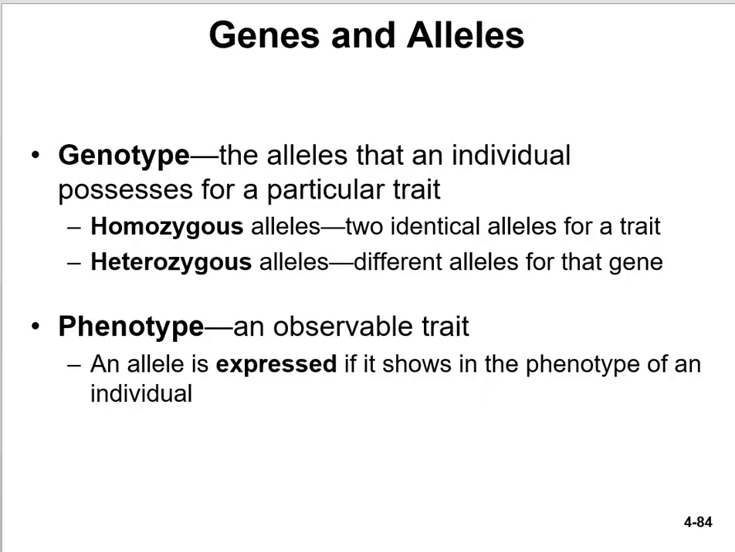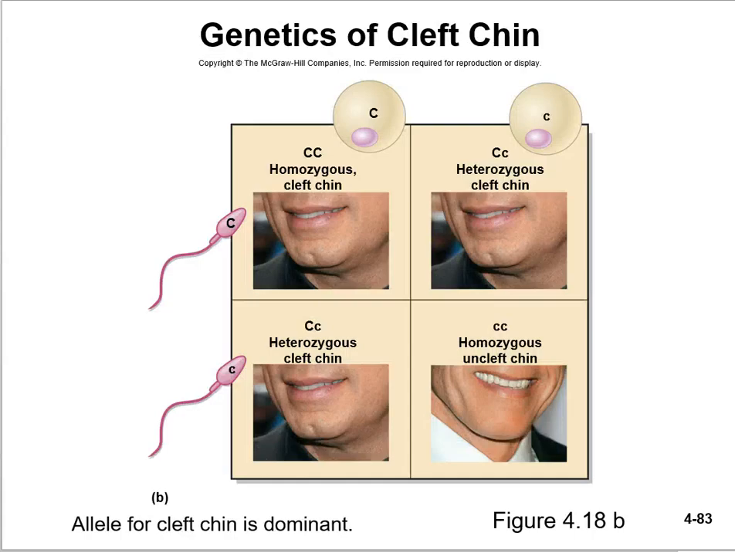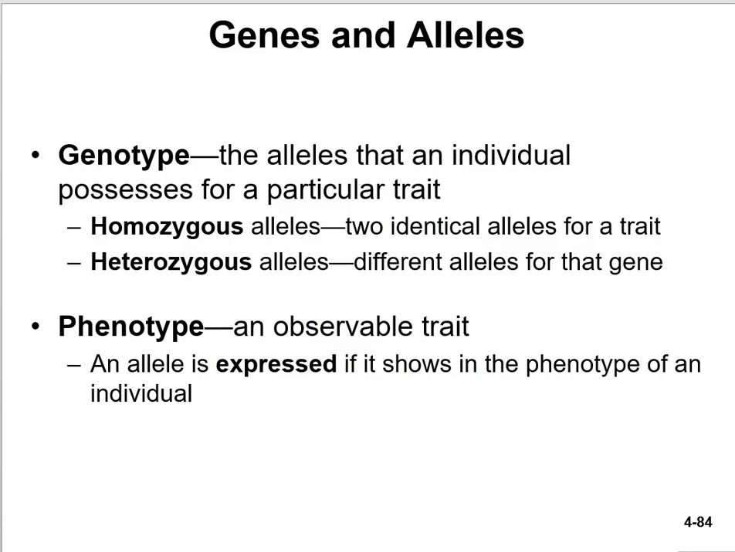That combination that you get is called your genotype. So in this case, we have 3 different genotypes: big C, big C little c, or little c, little c. The phenotype is actually the expressed trait.